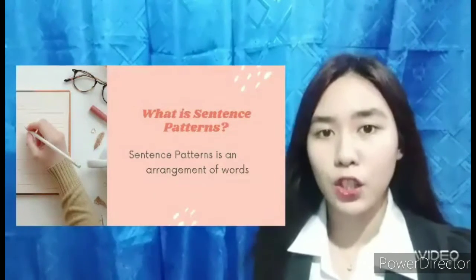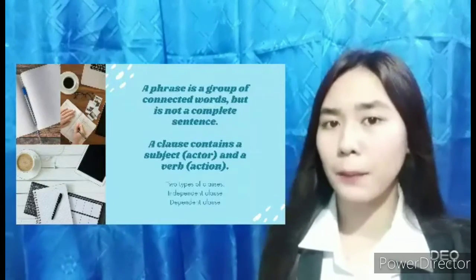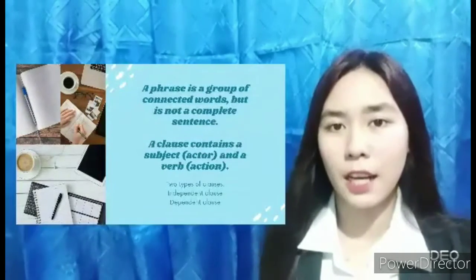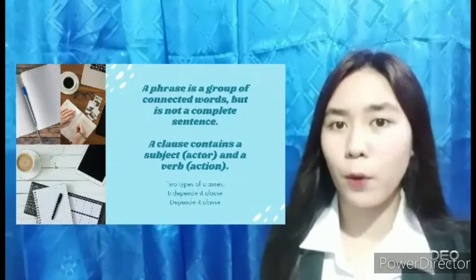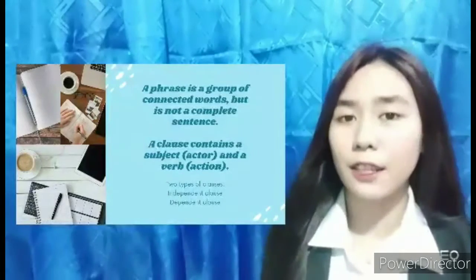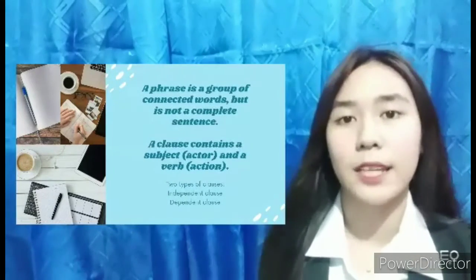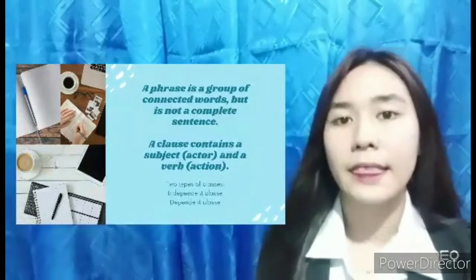Note that the structure and pattern differ for different languages. Sentence patterns are made up of phrases and clauses. A phrase is a group of connected words, but it is not a complete sentence because it is missing a subject and/or a verb. Phrases are just one component that makes up a complete sentence. A clause, on the other hand, contains a subject and a verb. There are two types of clauses, the independent and the dependent.